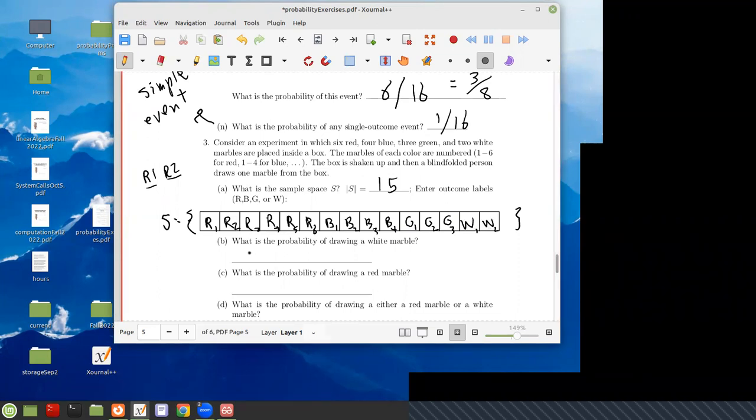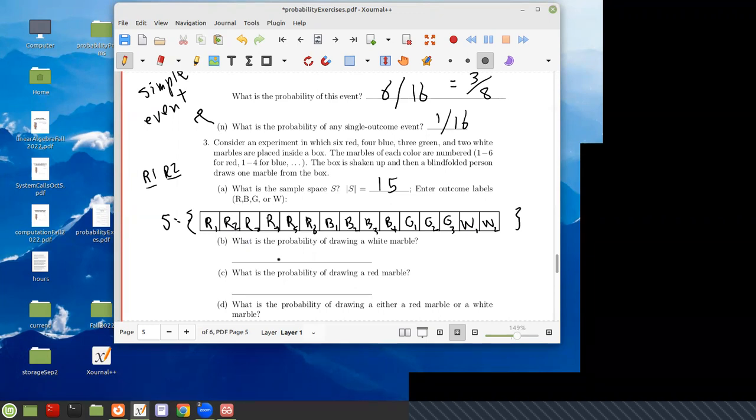So you could imagine that there really are six red marbles, but if you didn't number them, you wouldn't be able to tell which one was which. So we'd have six red ones, four blue ones, three green ones, and two white ones, and you wouldn't have the label here. I think the ambiguity in the directions was that we can write in the color in each of these boxes without writing in the number, but if I was to write the sample space, I'd have to have R1, R2, R3, R4, R5, R6, because I have 15 different outcomes.